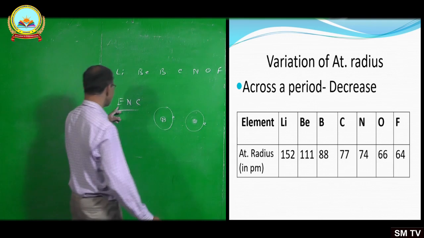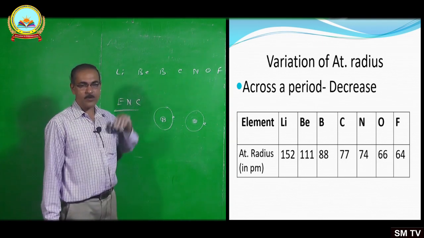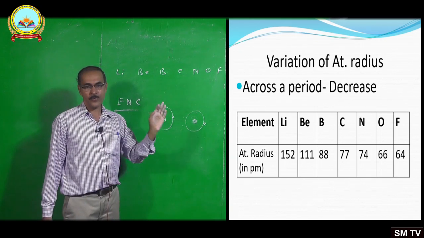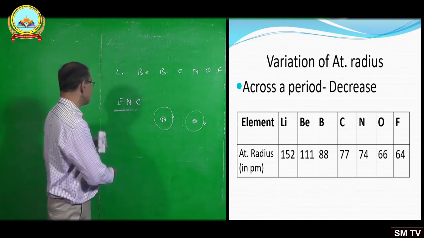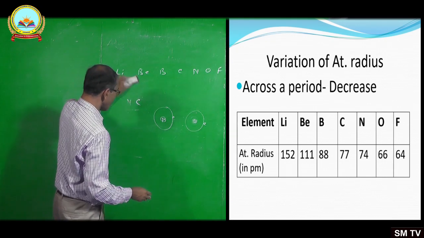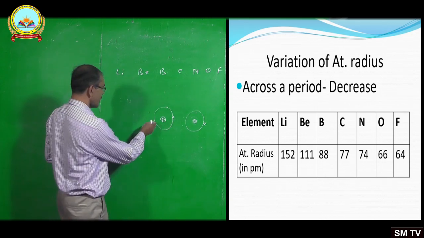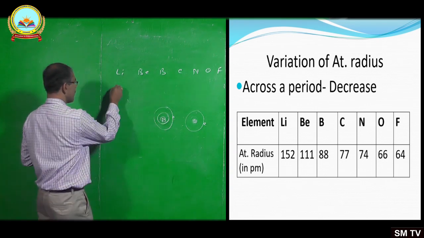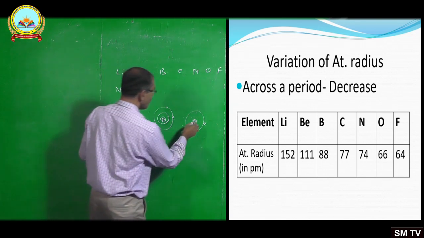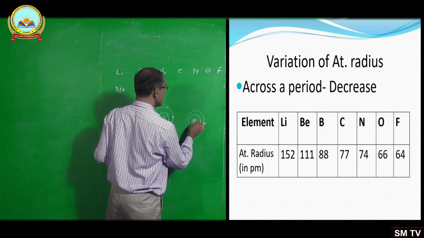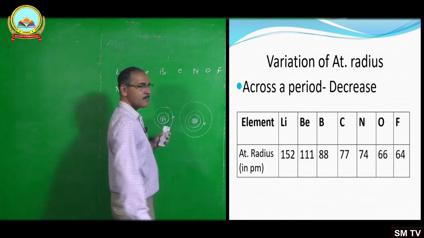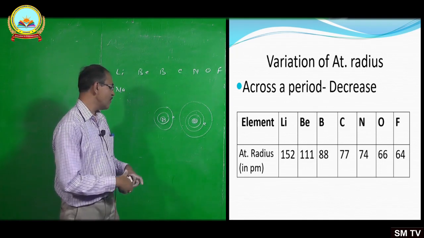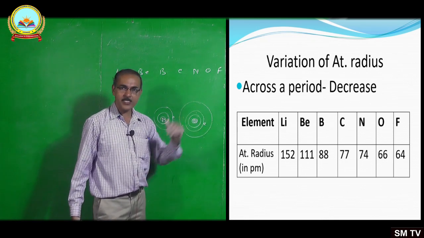The radius or size of the atom depends on, first factor, effective nuclear charge. The second factor is the number of shells around the nucleus. Lithium has 2 shells, the K shell and the L shell. If you go for sodium, how many shells does sodium have? This is the K shell, this is the L shell, this is the nucleus, then one more shell is there. As the number of shells increases, what happens?